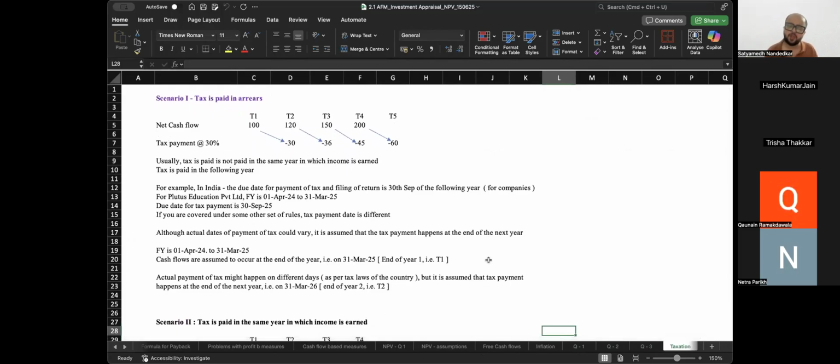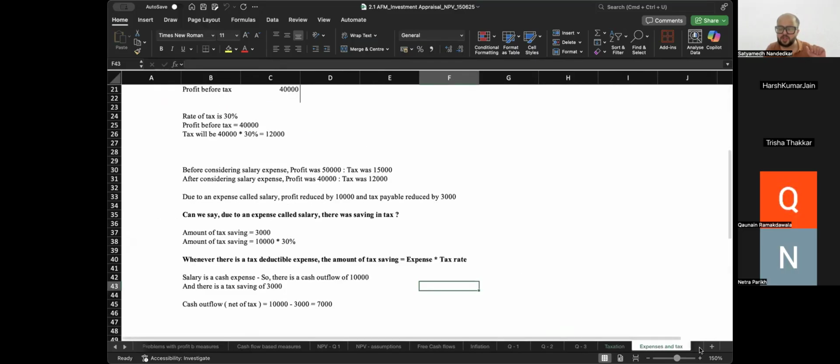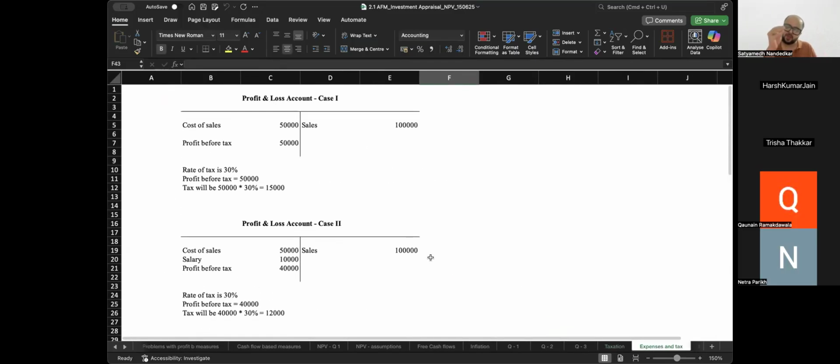You will have an adjustment related to tax calculation, not just in investment appraisal, but in other topics also. The question will say taxes paid in arrears, which means if income is earned in year one, taxes are paid in year two. Income is earned in year two, taxes paid in year three. If this happens, then naturally the tax saving will also occur one year later. So scenario two would be that the question says tax is paid in the same year in which the income is earned. So year one has the cash flow and the tax payment is also in the same year. Now, any expense that you debit to P&L here will lead to tax saving.